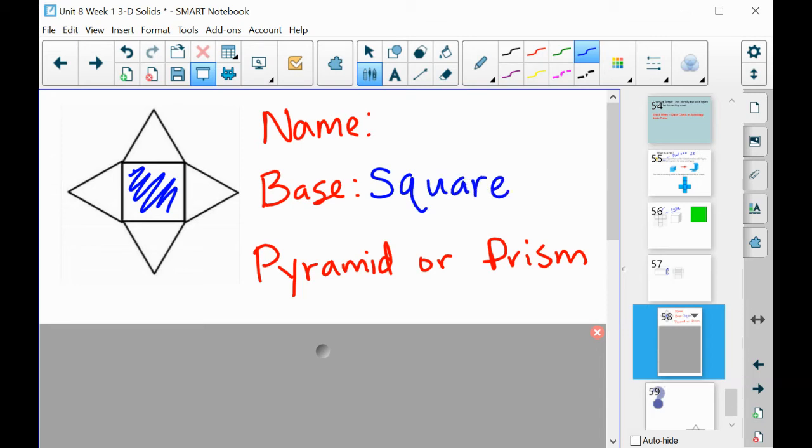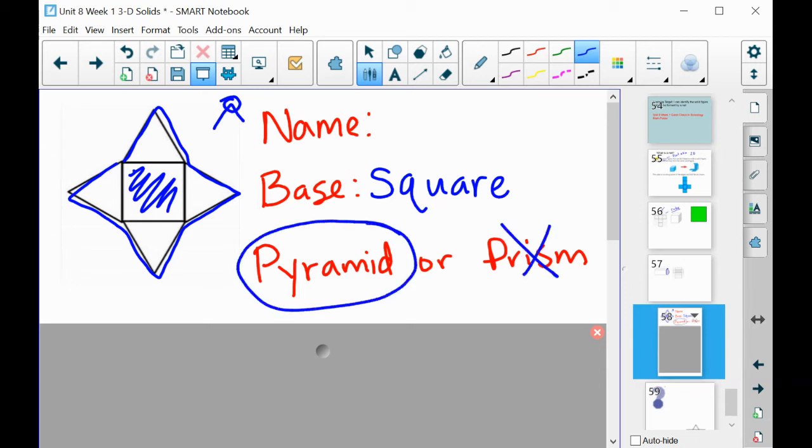And the reason why I know that is the base, because if I can imagine this, and you have to have a really good imagination today, imagine this being folded up. I see that these triangle pieces will all be folded up and meet together at these edges, and they will form one vertex at the very top. Okay? Now that also tells me, other than the base, that this is not a prism, it is a pyramid, because all these triangle figures will meet together.